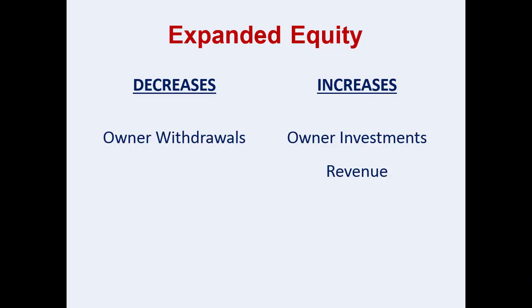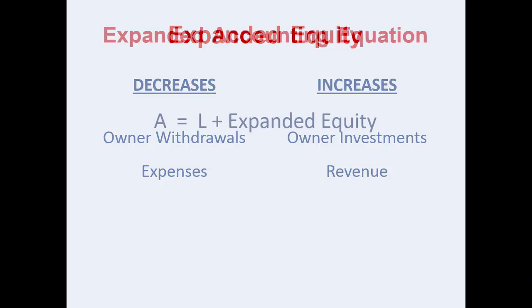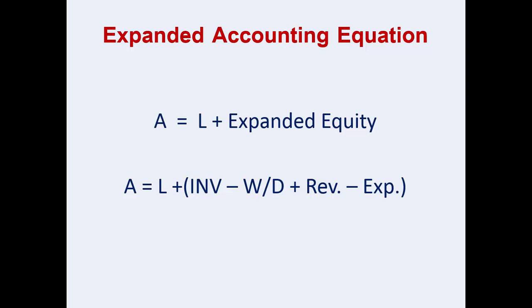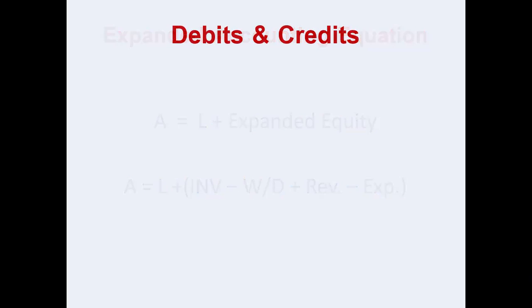Revenue, if I earn money, that's going to increase it, but I've got to pay my expenses. Expense is going to decrease equity. So here are your four components. Two of them increase it, two of them decrease it. So putting it together, assets equal liability plus investments minus withdrawals plus revenue minus expenses. This is your expanded accounting equation. It's still assets equal liability plus equity. We're just looking at what goes into equity.